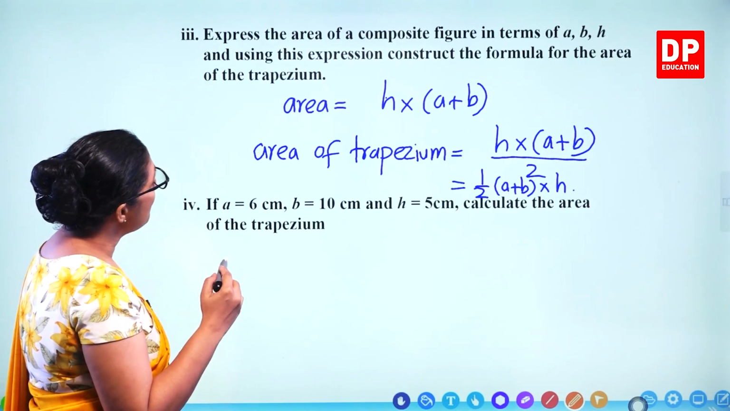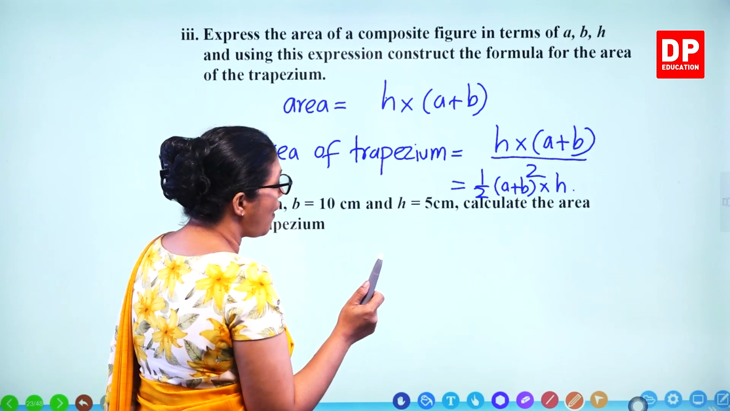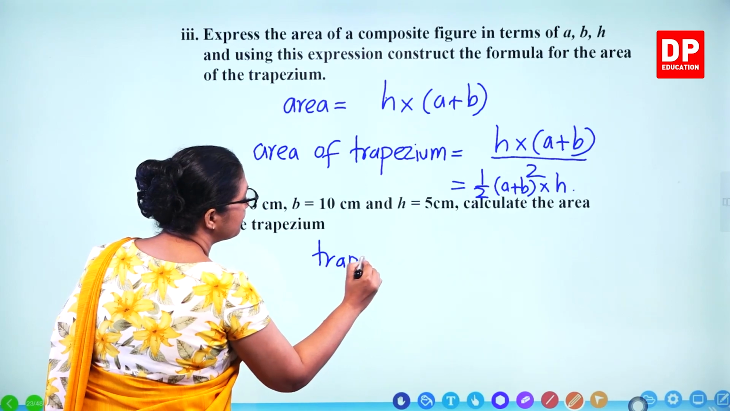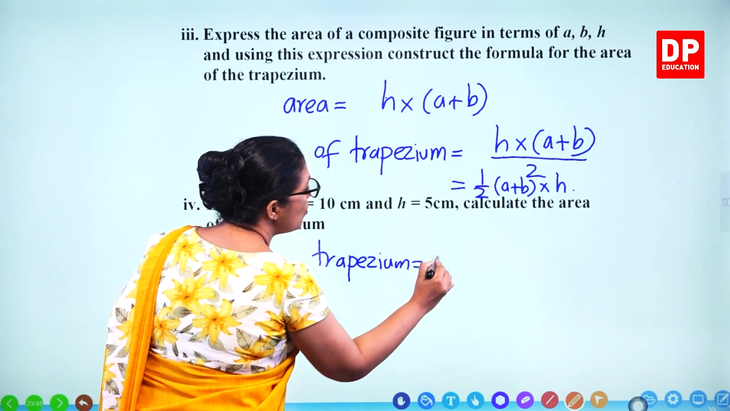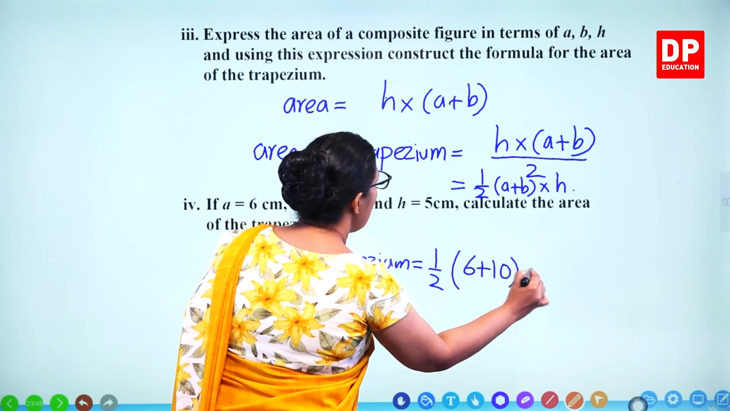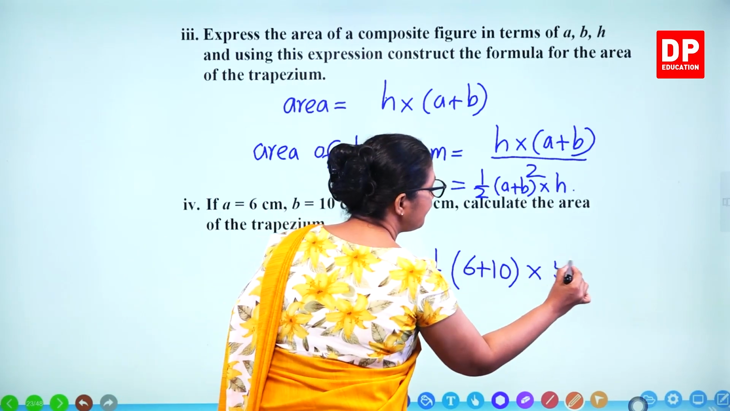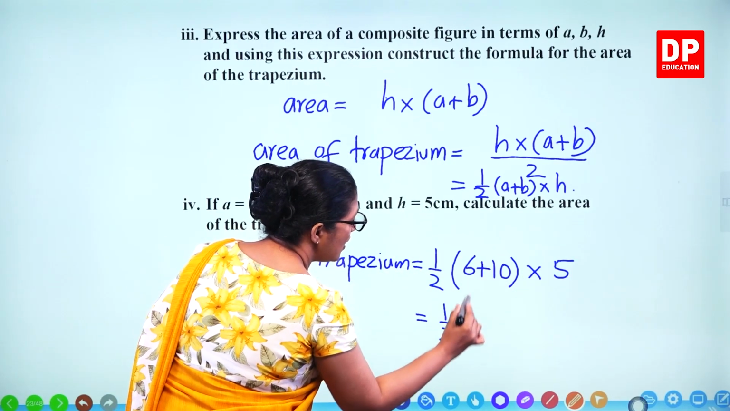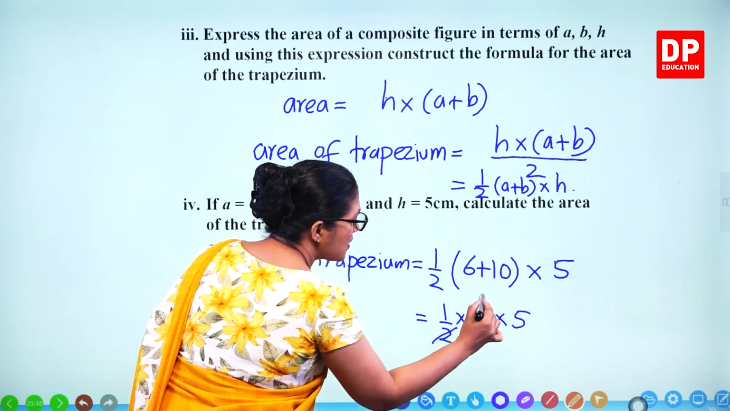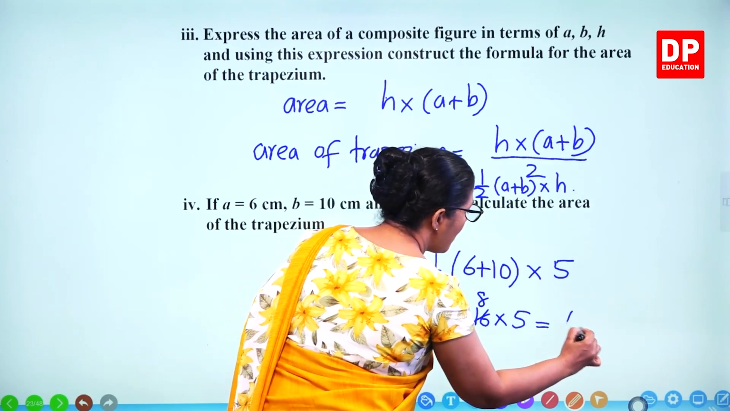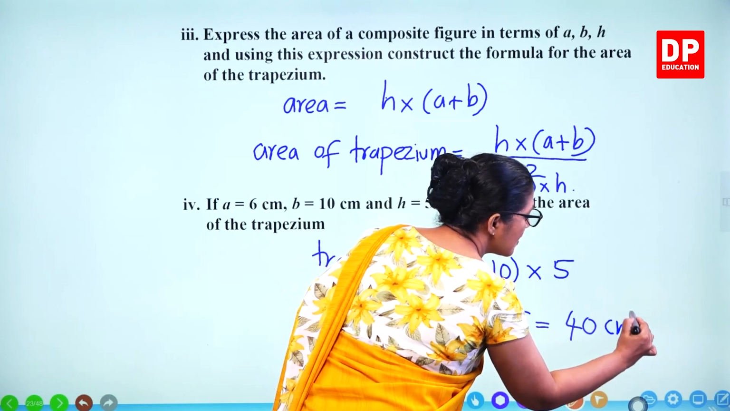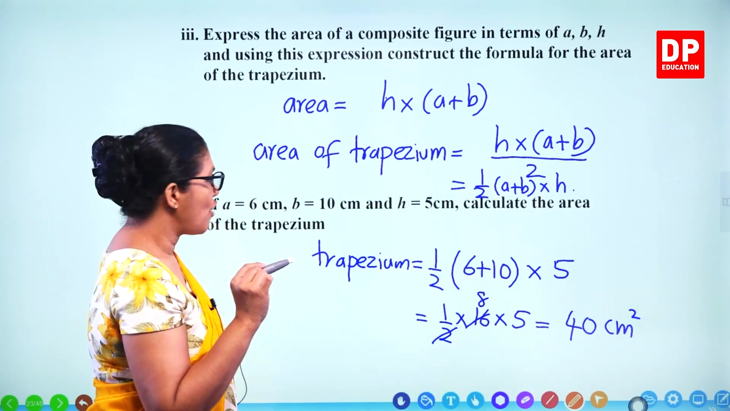If A equals 6 and B equals 10 and H equals 5, calculate the area of the trapezium. So we'll plug it into the formula. Area of the trapezium is equal to half, A is 6, B is 10 and height is 5. So half, 10 plus 6, 16, into 5. So 2 times 8, 8 times 5, 40. What's the unit? Square centimeters is the area of the trapezium.